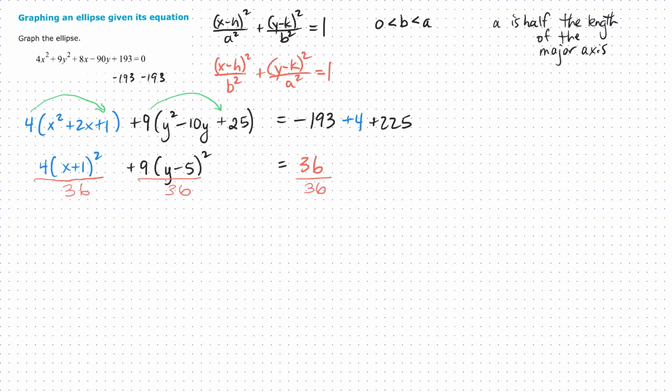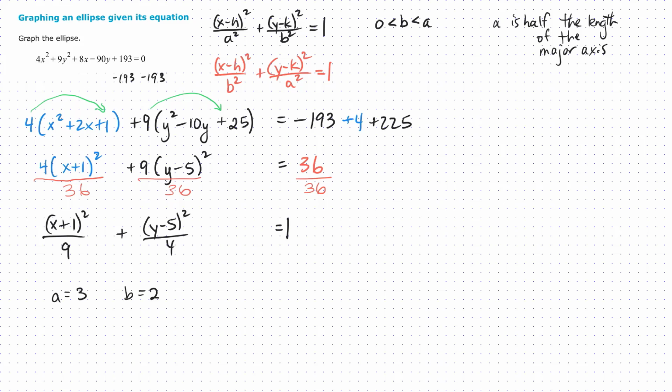Now let's write what we have left. X plus 1 quantity squared over 9 plus y minus 5 quantity squared over 4 is now equal to 1. Aha! Now we know what our a is. a is actually 3. b is actually 2. And so our major axis is actually lying along the horizontal direction.